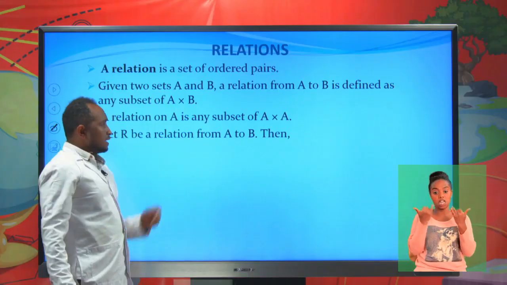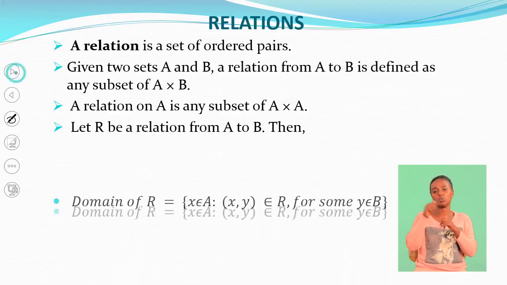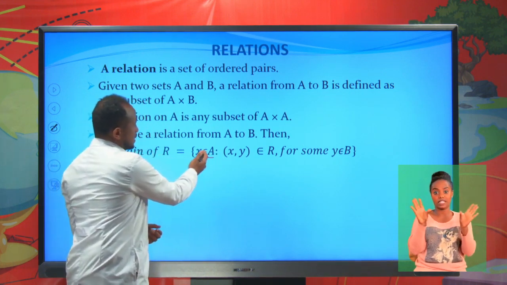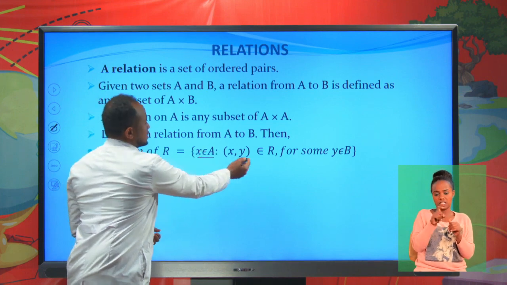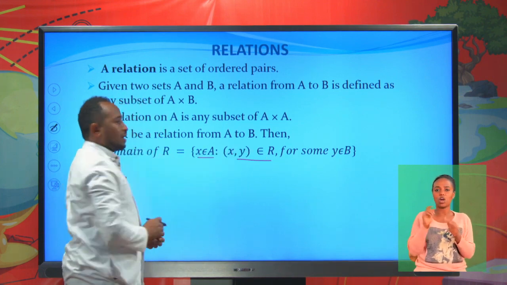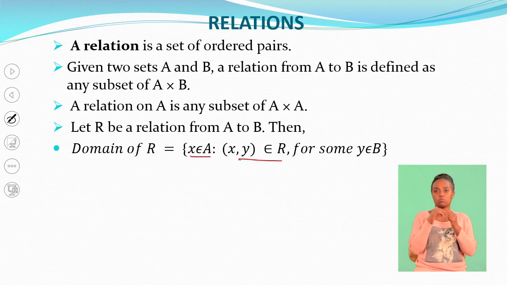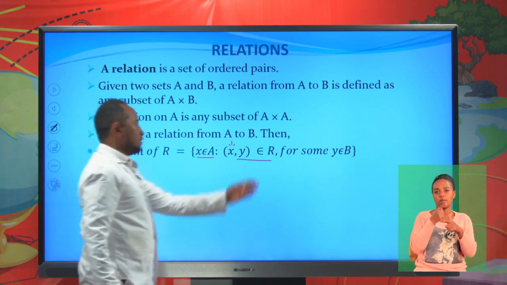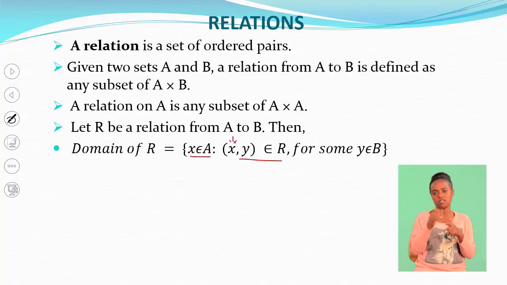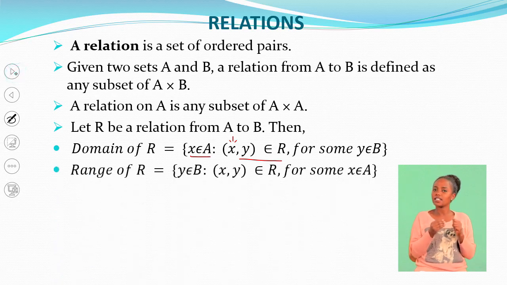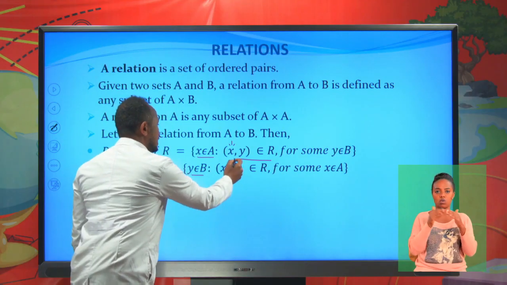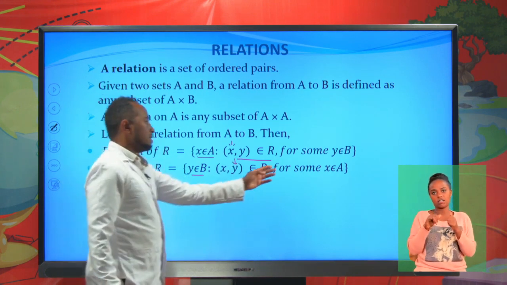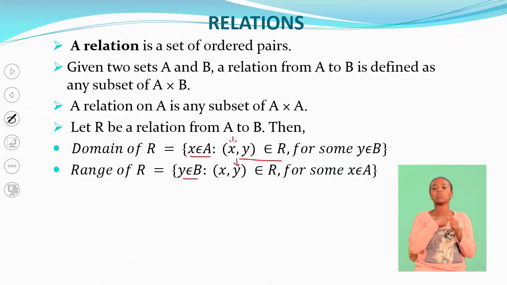Now let R be a relation from A to B. Then the domain of R is the set of first components, simply the set of x taken from A such that the ordered pair (x, y) is an element of the relation for some y in B. And the range of R is the set of second components, where (x, y) is an element of the relation for some x element of A.